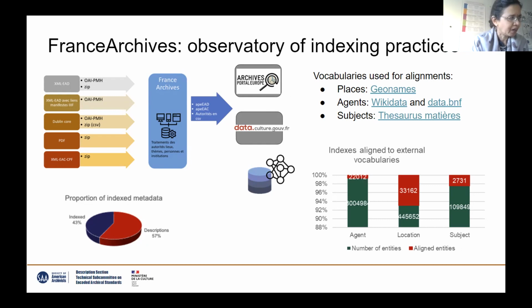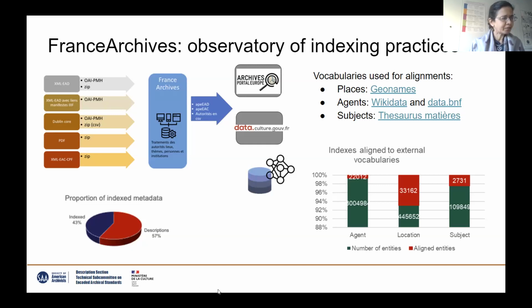end users. On FranceArchives, we extract these indexes from the description and try to align them with vocabularies on the web through semi-automated or manual scripts, which gives us mixed results, as you can see. The main difficulties for these alignments are the lack of precision in indexes. For example, we have very few dates for agents or identification with county or country for locations. There is also the extensive use of pre-indexing or local vocabularies for subjects.